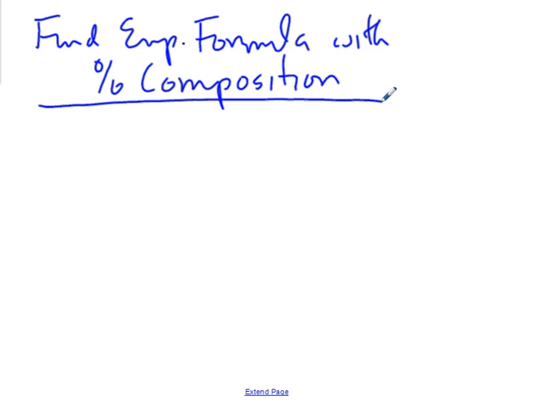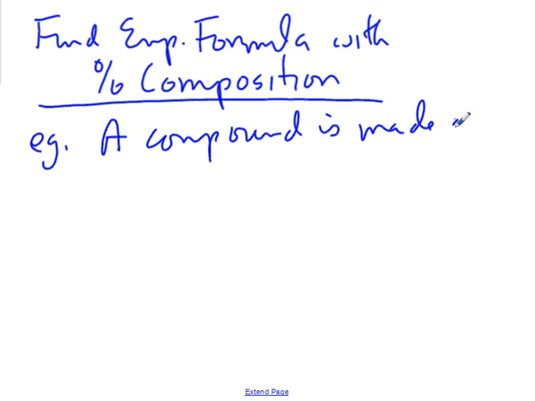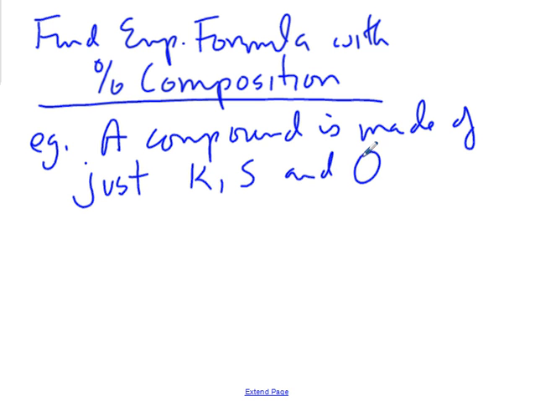We showed the percentage of oxygen in Ritalin. It would have been easy to also find the percentage of carbon, the hydrogen, the nitrogen. What we're going to do here is work backwards. If I give you a percent composition, can you find the empirical formula of the compound? So, for example, a compound is made of just potassium, sulfur, and oxygen.